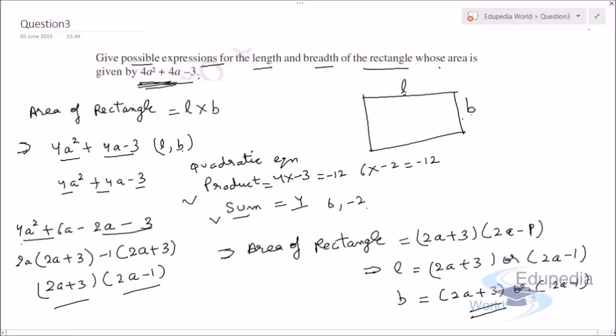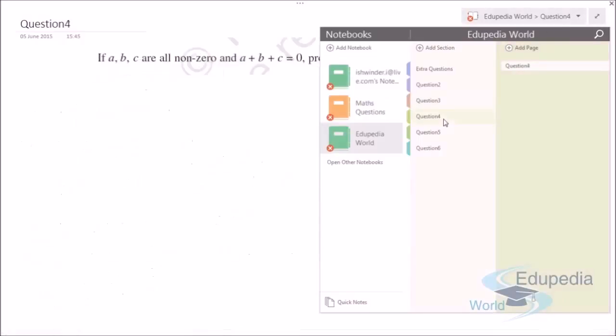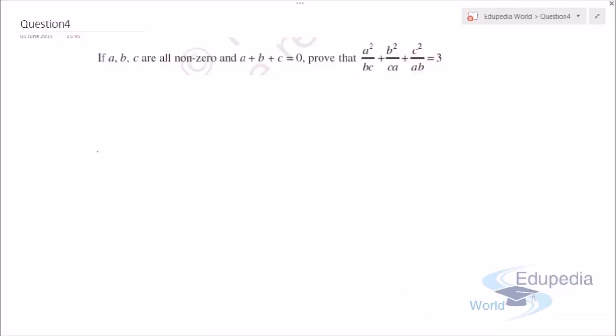So let's discuss the next question, question number 4. The question is, if a, b and c are all non-zero, meaning none of the numbers is 0, and a plus b plus c equals 0, then we have to prove that a square upon bc plus b square upon ca plus c square upon ab equals 3.